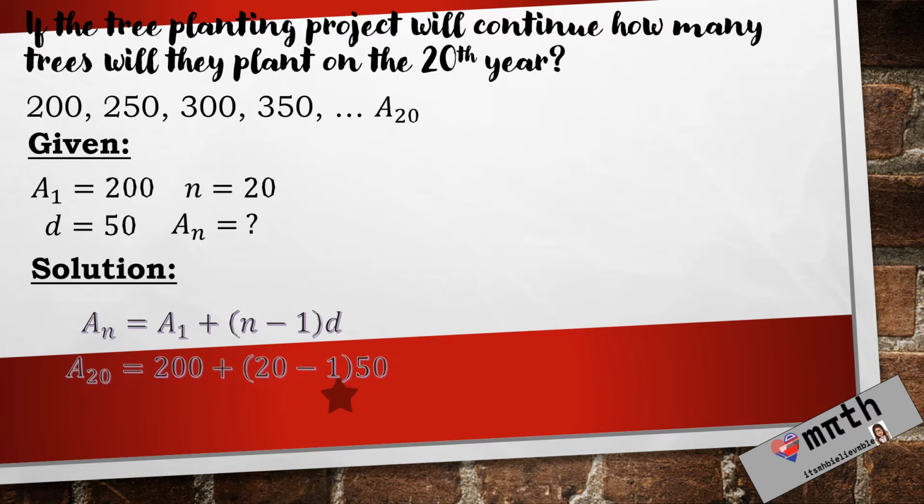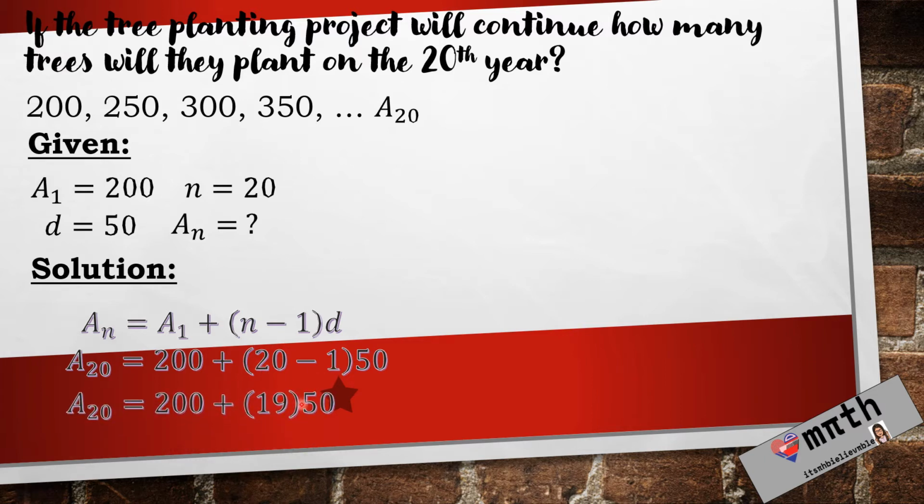Substituting the given values, that would be A sub 20 is equal to 200 plus 20 minus 1 times 50. And we all know that 20 minus 1 is equal to 19. Then 19 times 50 would be equal to 950. Then 950 plus 200, that would be equal to 1150. It means that the number of trees that they need to plant by the 20th year would be 1150 trees.